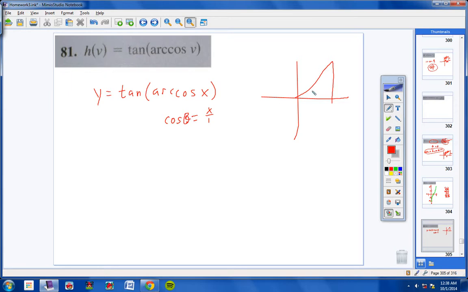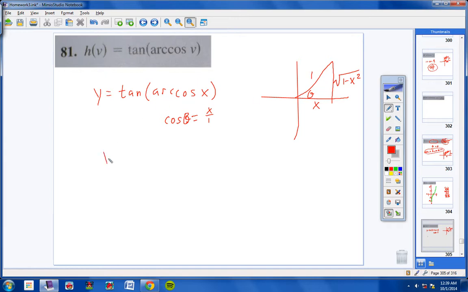theta. Put theta here. Cosine would be adjacent over hypotenuse. And then if you use Pythagorean's theorem and you solve for that other leg, you would get this right here. Trust me, you would get square root of 1 minus x squared. I'm not going to take time and do that. Okay, so what we've done is we've taken this whole entire expression here and we've defined theta as an angle in a triangle over here.